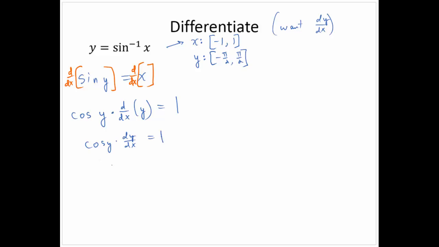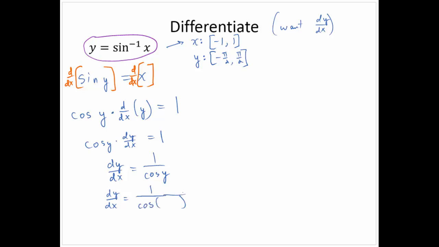So then I can solve for dy dx. dy dx is equal to 1 over cosine y. Well, now wait a second. Cosine y, from the very beginning, we said that y was sine inverse x. So dy dx is equal to 1 over the cosine of sine inverse x. Now wait a second, that sounds sort of familiar. We just did an exercise like that in the previous slide, where we had to evaluate tangent of sine inverse x. Now it's just a cosine.